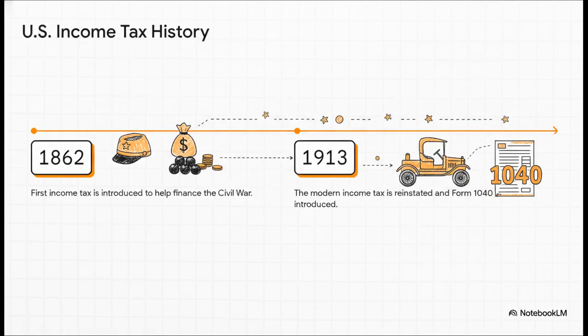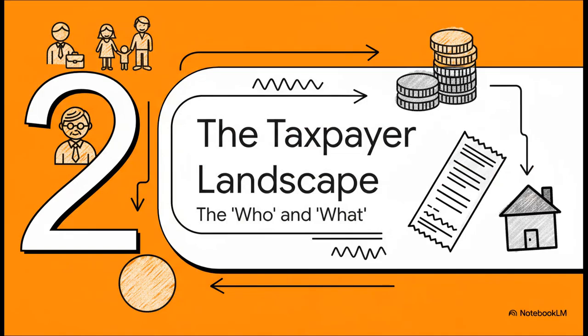What's really interesting is that this whole system we deal with every year is actually a pretty modern invention. The very first income tax was just a temporary measure, to pay for the Civil War. It wasn't until 1913 that the permanent system we know today, along with the infamous Form 1040, was actually put into place. Okay, let's move on to our next section.